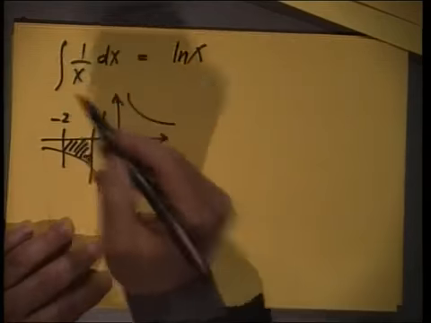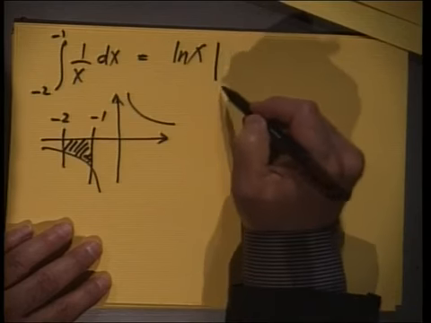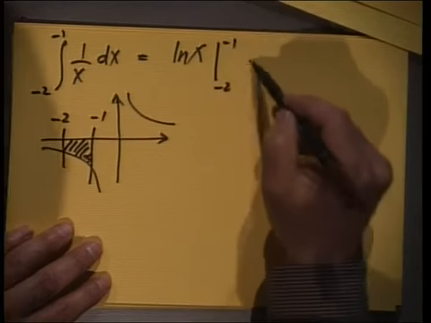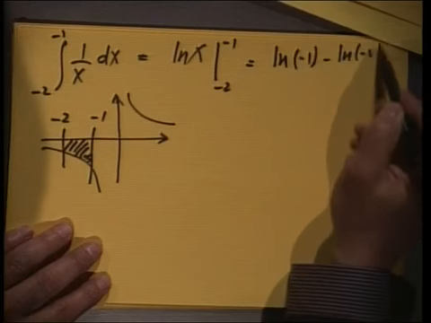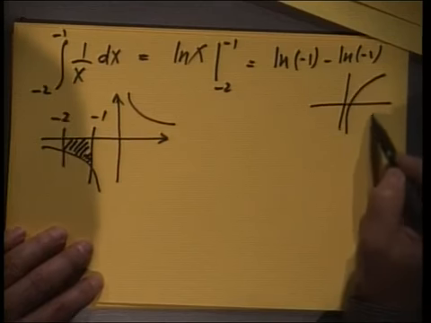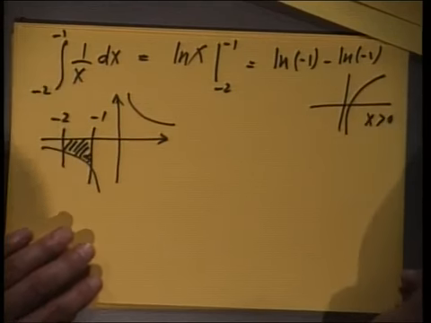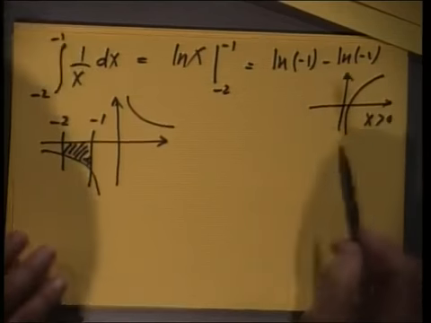So the area becomes what? Becomes the integral from minus 2 to minus 1. And here you have to substitute, for example, minus 2 to minus 1. But there is no such logarithm of minus 1 and minus 2. Because the logarithm function exists only to the right, for x greater than 0 only, for positive values of x.